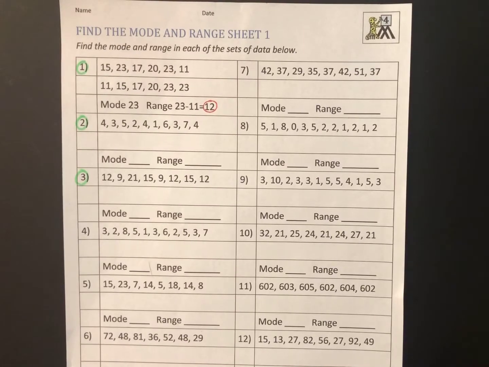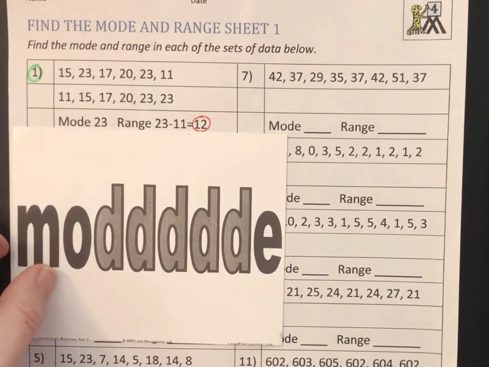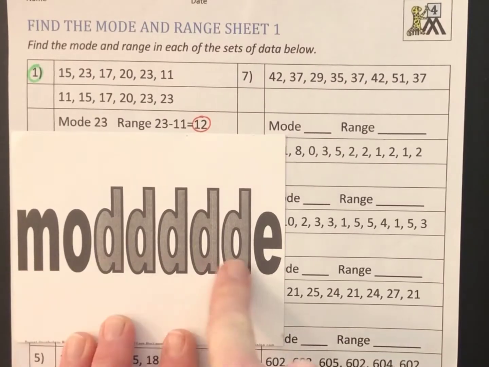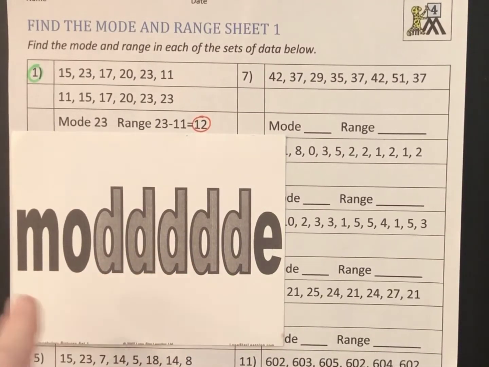Let's begin our next lesson on measures of central tendency. Today we'll work on mode, range, and median. This first page is mode and range, and just a reminder, mode is anytime you have a group, it is the one you have the most of. For example, in the word mode, where they have chosen to put 5 Ds, your mode is D.